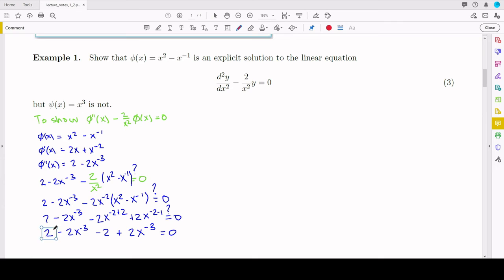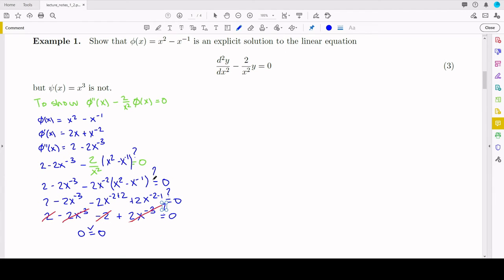And now you can see that the positive 2 and the negative 2 cancel out, the negative 2x to the power negative 3 and the plus 2x to the power negative 3, it all cancels out on the left. And so this was a question mark, so we now actually see that 0 equals 0. And so this is a solution.